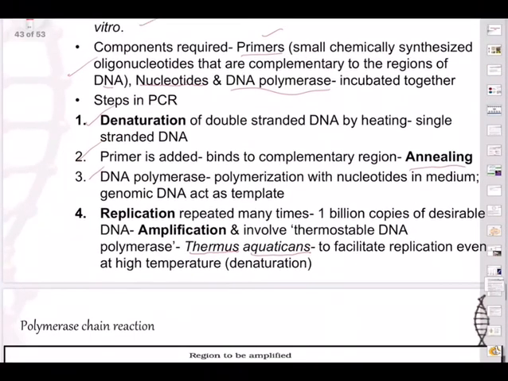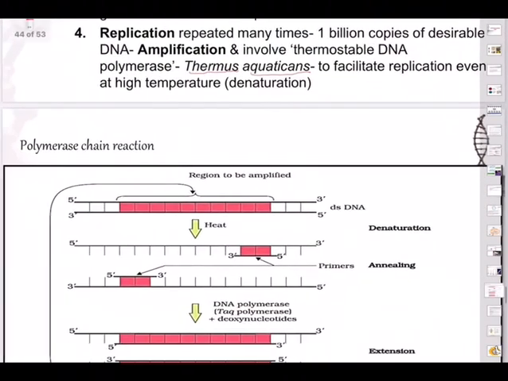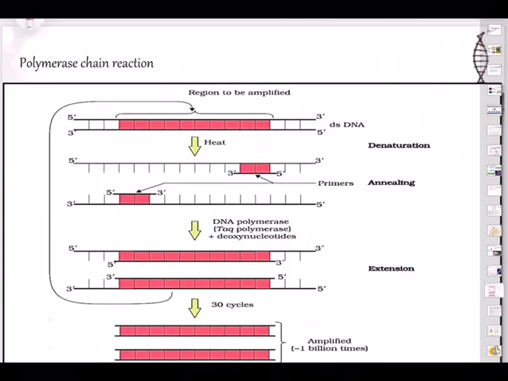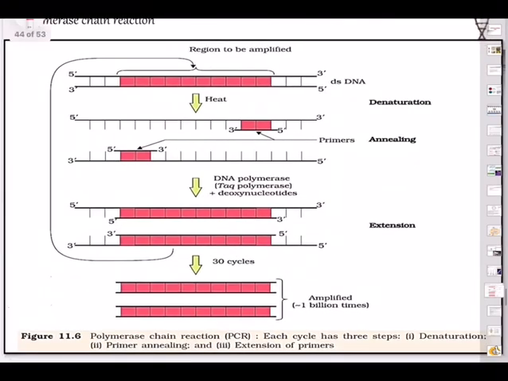See, various temperatures are there. You can see here, we can synthesize 1 billion copies of the desirable DNA. That's how we are using the word amplification. You can see here the region to be amplified, that red colored zone. Step number one is denaturation, and you must remember in denaturation, 94 to 98 degrees centigrade is required. And then the second one is annealing. In annealing, it is something like 40 to 60 degrees centigrade. This is to be maintained in annealing.